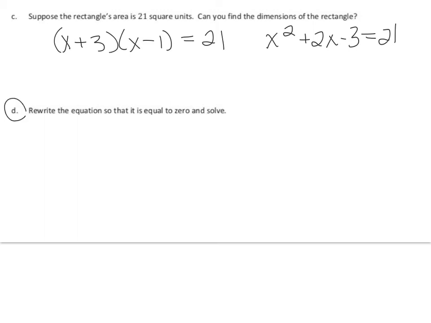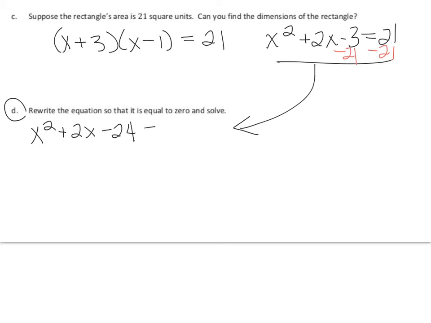So part D says rewrite the equation so it's equal to 0 and solve. I'm going to go right here, subtract 21 from both sides, and I have x squared plus 2x minus 24 equals 0. Now I have to factor it again, which is fine.